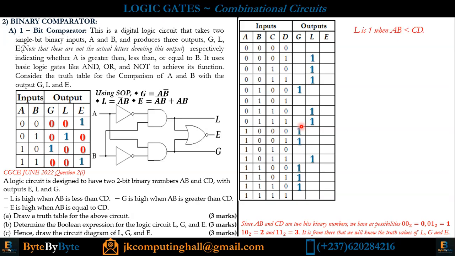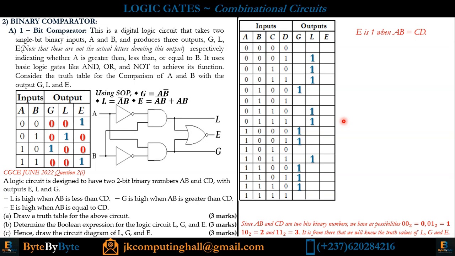Now we know that L is 1 when AB is less than CD, and these are the different cases, as you can see, because here 0, 1, so AB is less than CD, 0, 2, 0, 3. When you come here, 1, 2, 1, 3. When you come here, 2, 3. So the earlier ones are the cases where AB is greater than CD, and these are the cases where AB is less than CD.